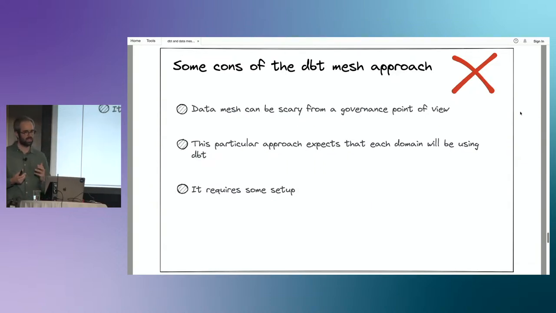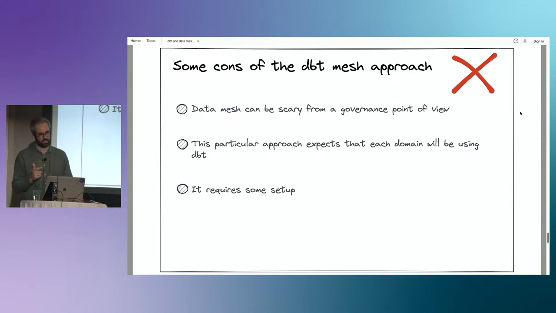Some of the cons of the DBT mesh approach. I think data mesh can be really scary from a governance point of view. So, of course, data mesh means you're giving the domains quite a lot of range of motion, so they can do quite some things. They're still limited by the design of the platform that you're serving to them, but still they can do quite some things. And I understand that this can be scary for certain companies that want to centralize the way things are done, and are scared, for example, of data leaks or the way certain domains treat PII data. So I can understand how this can be a little bit complex.